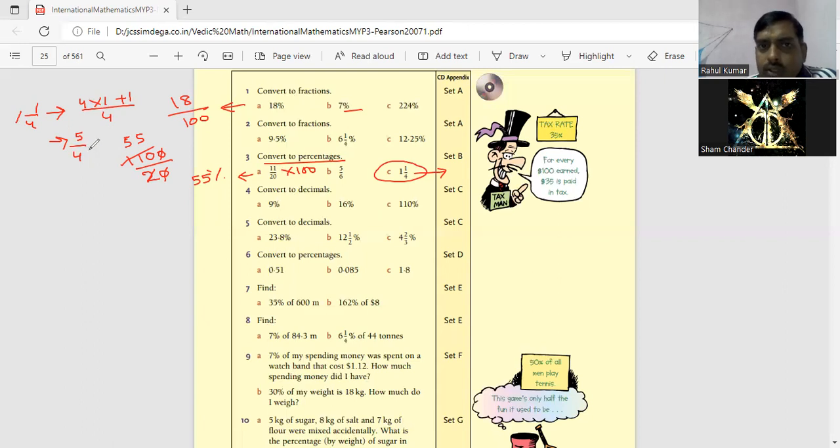So how much percentage is it? So 5 by 4, sir. So we'll multiply it by 100. 5 by 4 times 100 will equal 500 by 4, sir. So since there isn't a decimal, 0 and 5, it would equal 500%, sir.